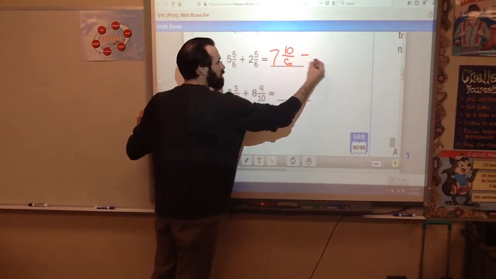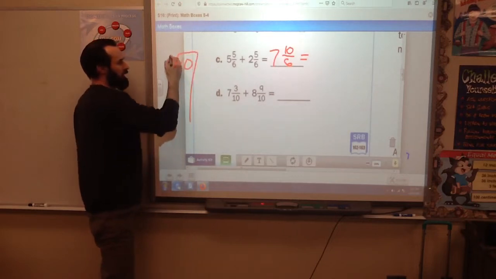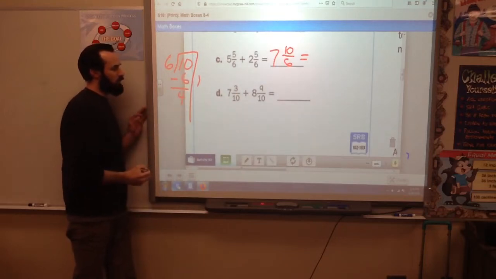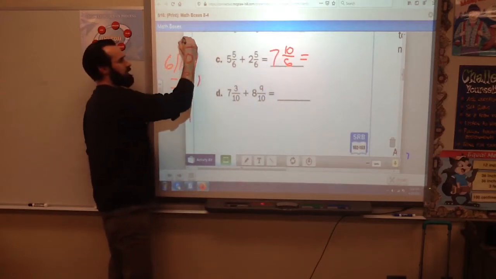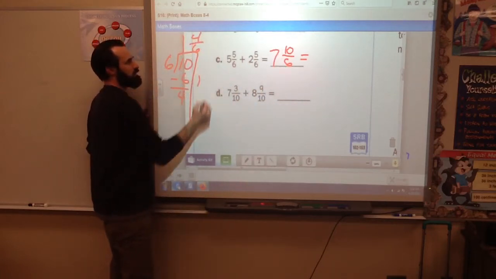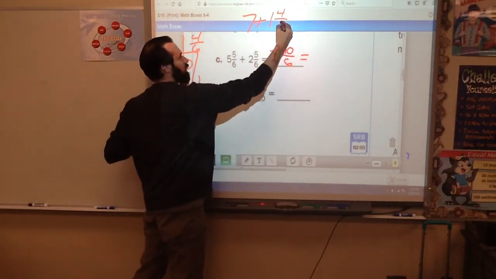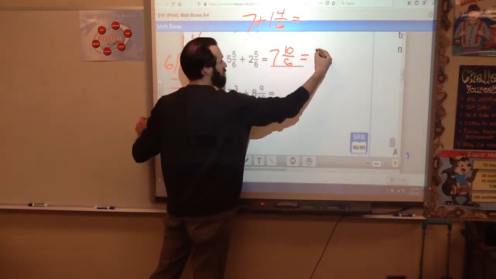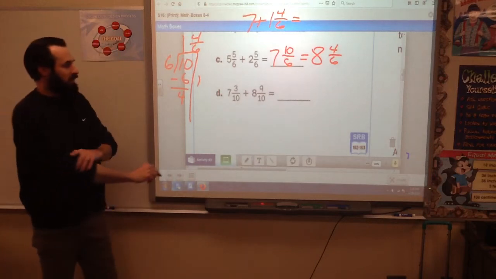Okay? You could simplify this and go 10 divided by 6. There's another 1 time. 1 times 6 is 6. And subtract 10 minus 6 is 4. So your answer for what 10 sixths is, is 1 and 4 sixths. Which then makes this 7 plus 1 and 4 sixths. Which could be reduced to 7 plus 1 is 8. And 4 sixths stays.